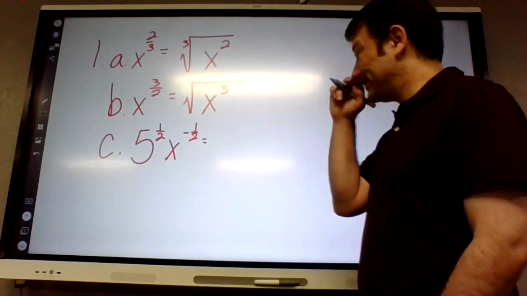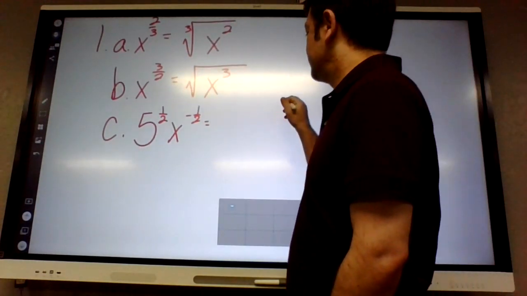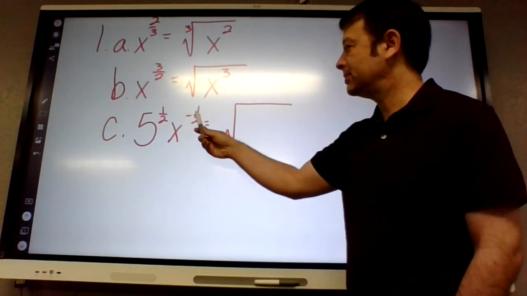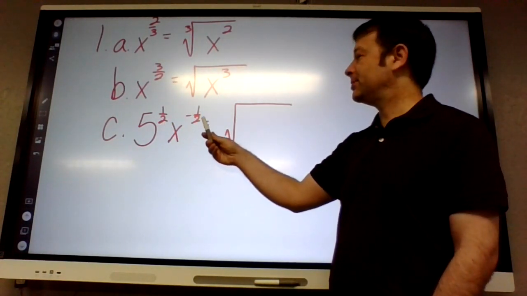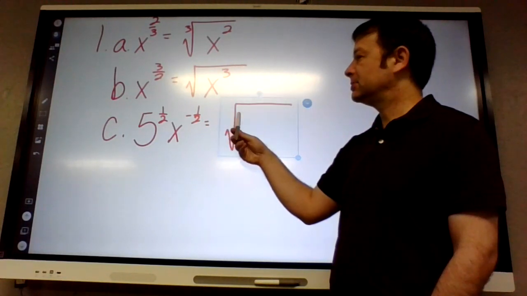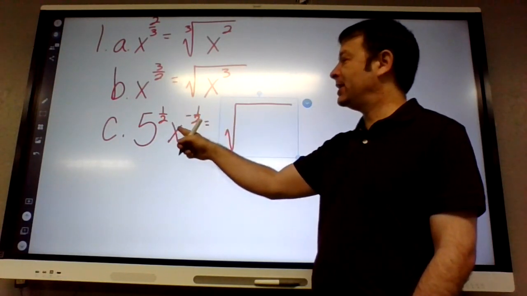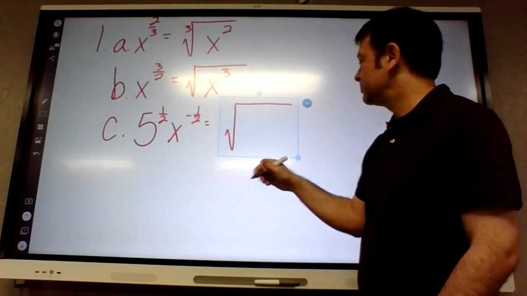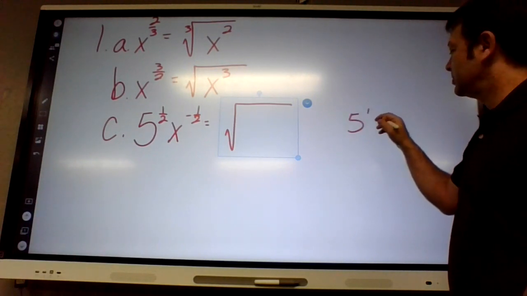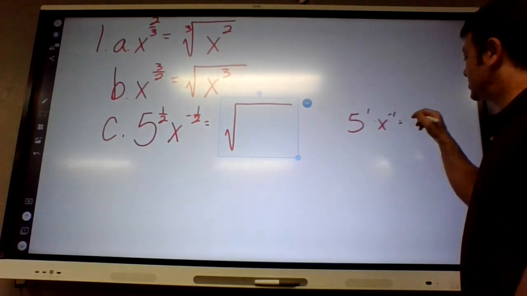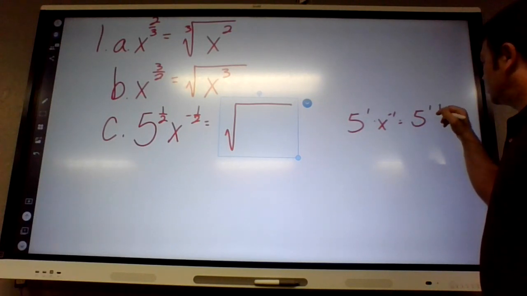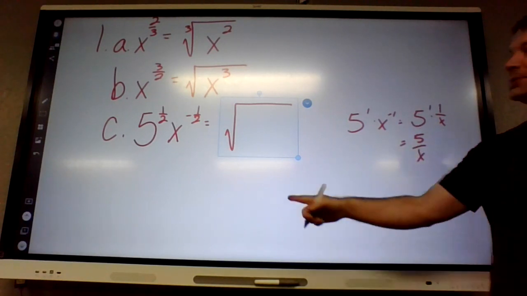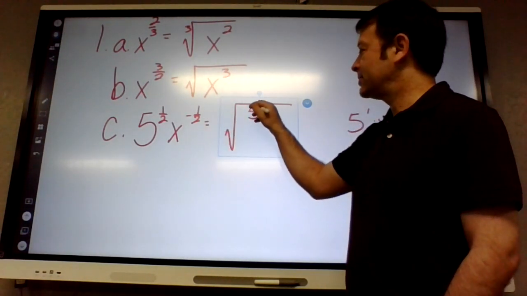Okay, so what's my radical going to be on this one? They both have a 2 denominator, so it's going to be a square root. And then I got 5 to the 1 and x to the negative 1. So what's x to the negative 1? X to the negative 1 is like 1 over x. So it's just going to be 5 over x. The x is just going to go on the bottom. 5 is going to stay on top.